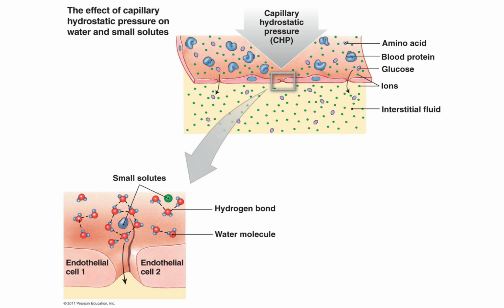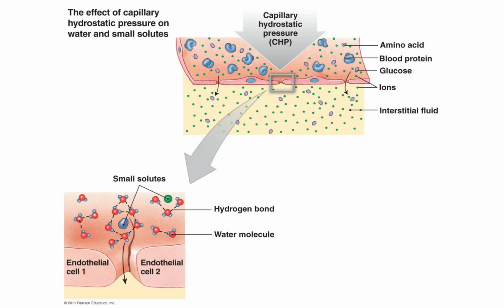Next, we're going to talk about capillary hydrostatic pressure. This is due to blood pressure. So there's pressure in the blood vessels, and it drives the filtration at the capillaries. So it's going to push things out of the capillaries. Small things, really small things, can go through the cells. Larger things can go in between the cells.